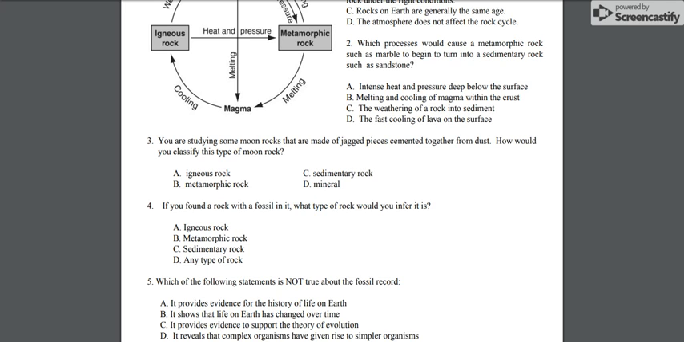Number 4, if you found a rock with a fossil in it, what type of rock would you infer it is? A, igneous rock. B, metamorphic rock. C, sedimentary rock. Or D, it could be any type of rock.